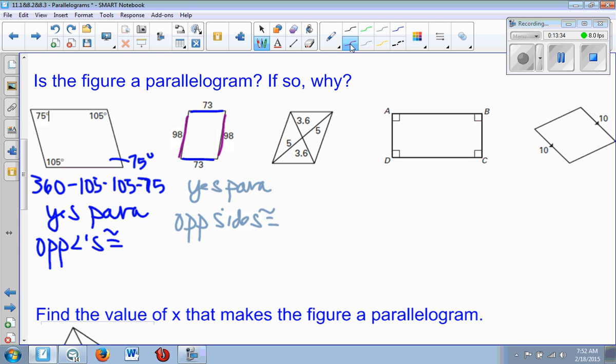In the next one, notice that you've got 2 diagonals. The purple one, each piece is 3.6. The blue one, each piece is 5, which means that they bisect each other. So yes, this is a parallelogram, because the diagonals bisect each other.